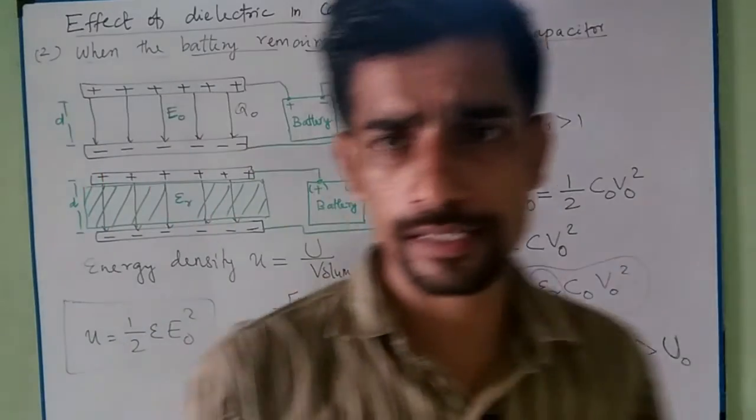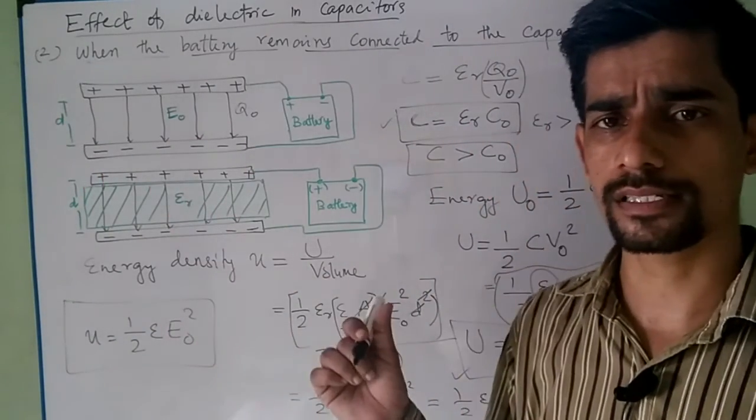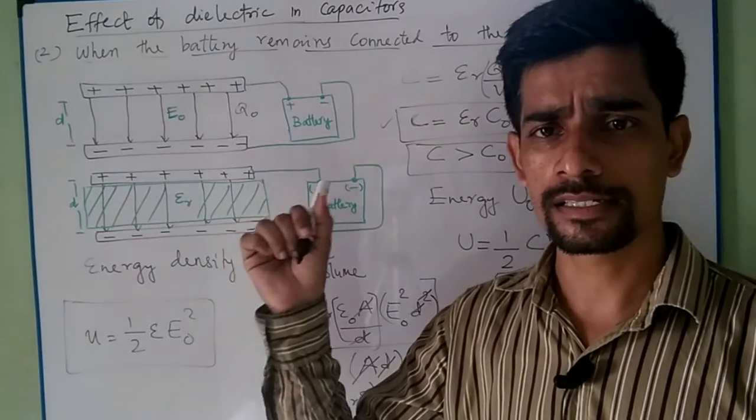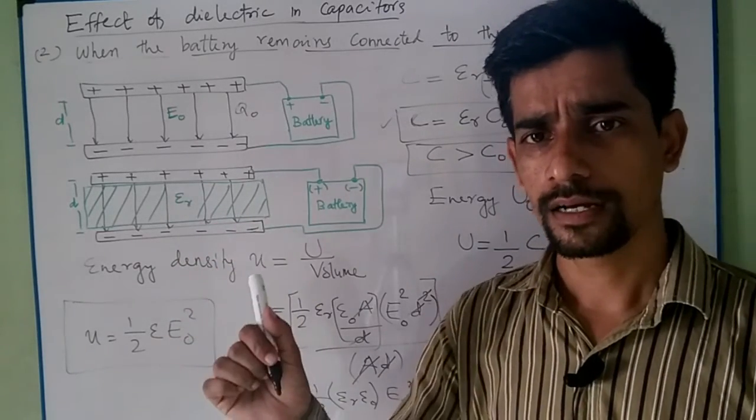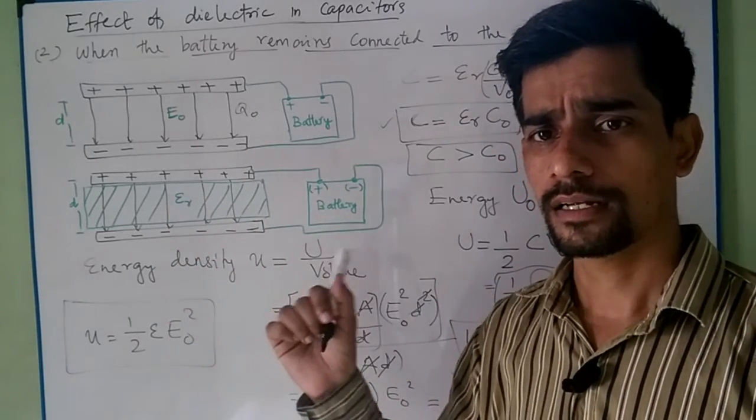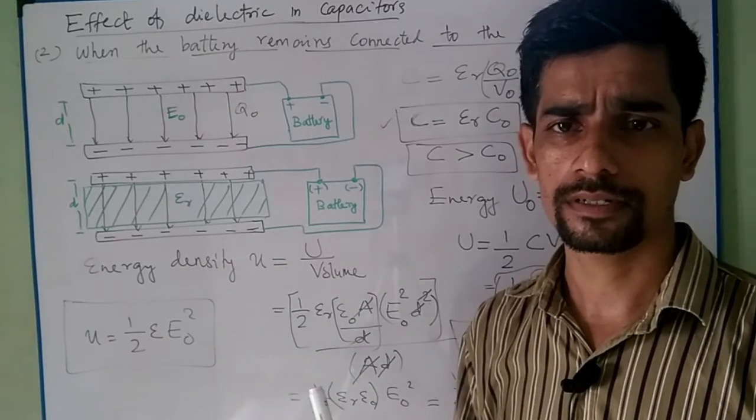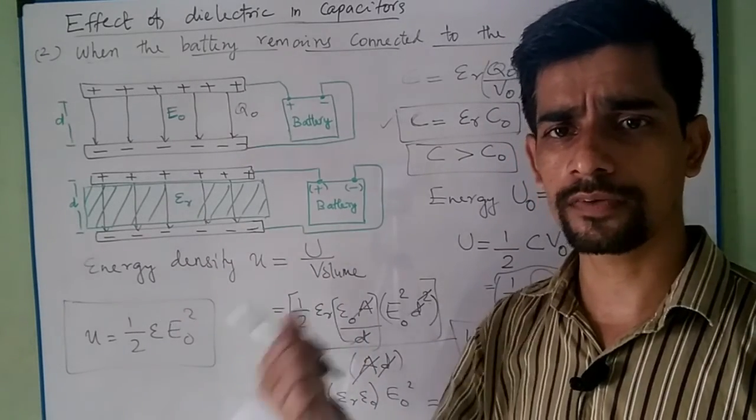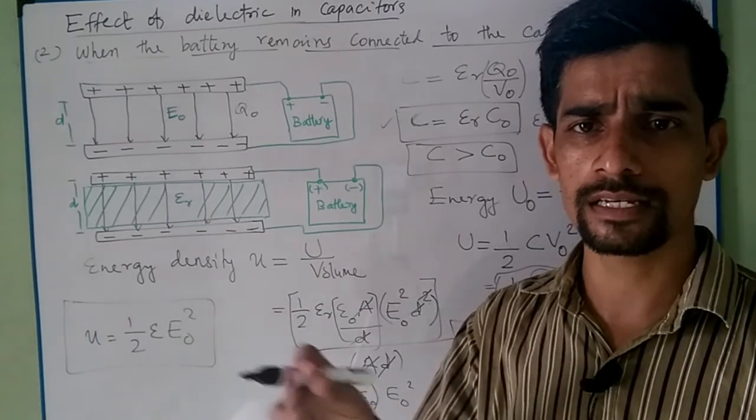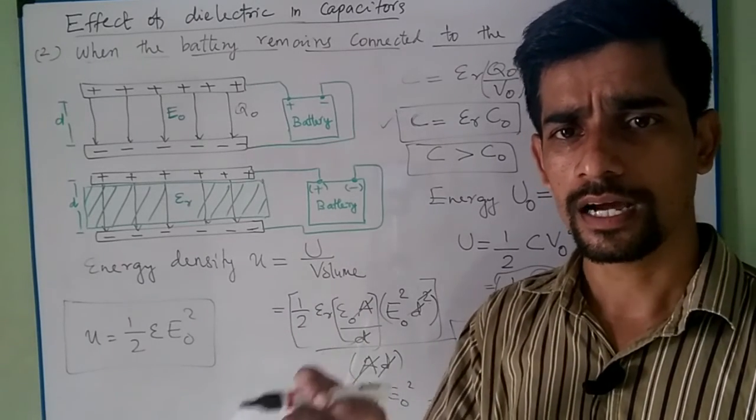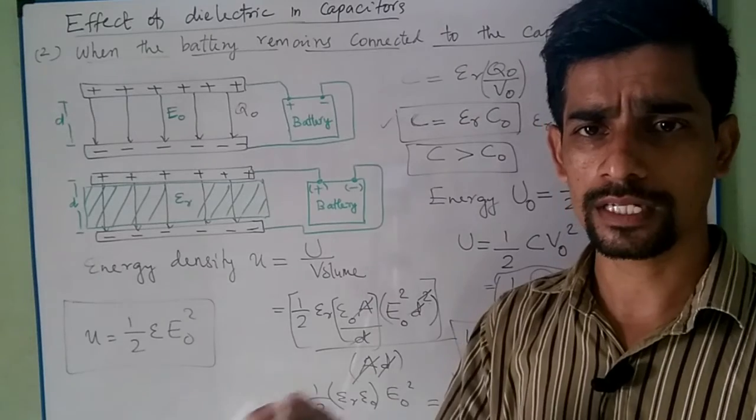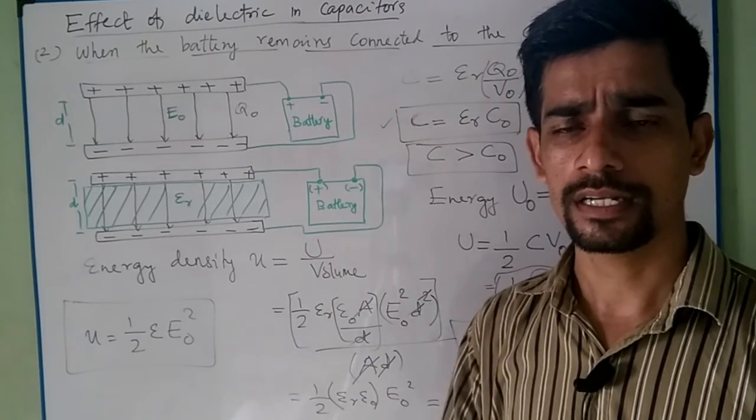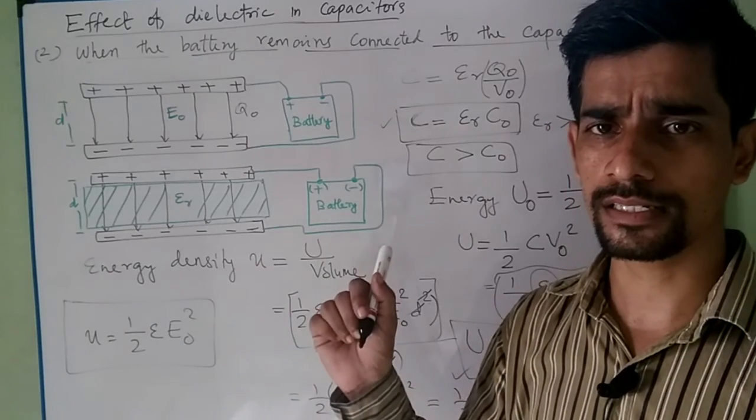So from this derivation, again we conclude that the capacitance of the capacitor increases when a dielectric is inserted between the two capacitor plates, but in both cases the way it increases is different. In the previous case, the charge remains constant and the potential decreases, so the capacitance increases. In the second case, the potential remains constant and the charge increases, so the capacitance increases.